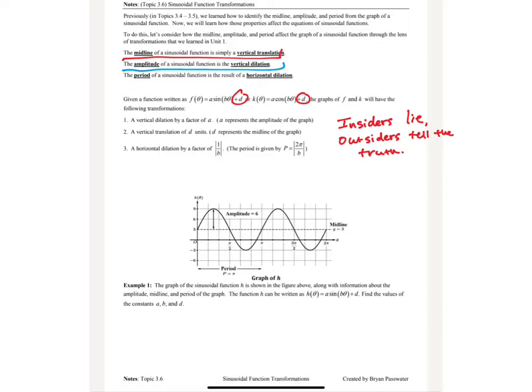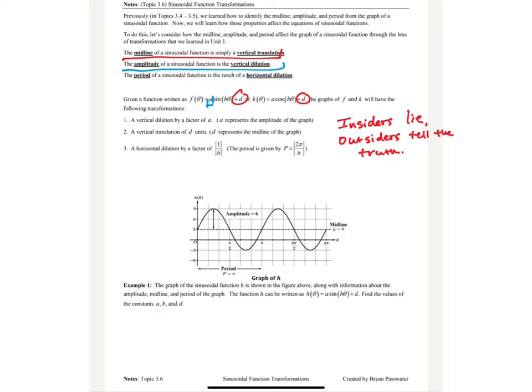I like the word dilation here. I feel like dilation feels better than stretch or shrink because it covers both. Vertical dilation is the letter A, the coefficient that lands in front. Also remember that amplitude is the absolute value of A. It's a distance, and distance is always positive. So whether I'm measuring from midline to minimum or midline to maximum, it's still going to be A. Everybody good with that?